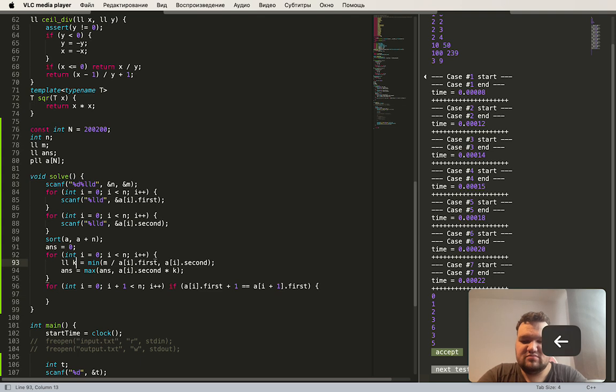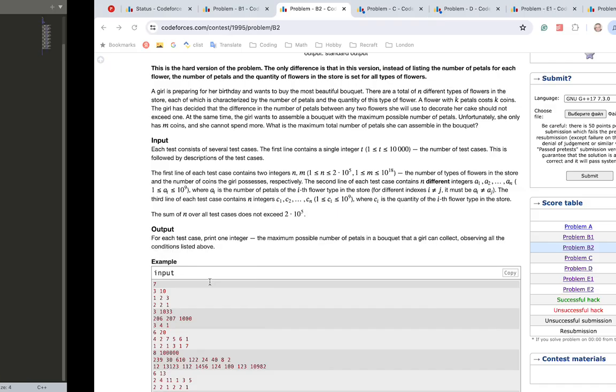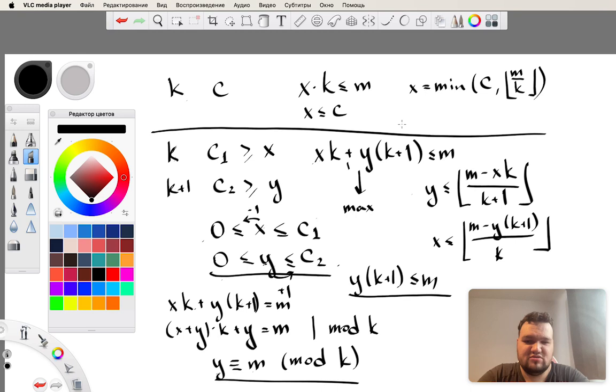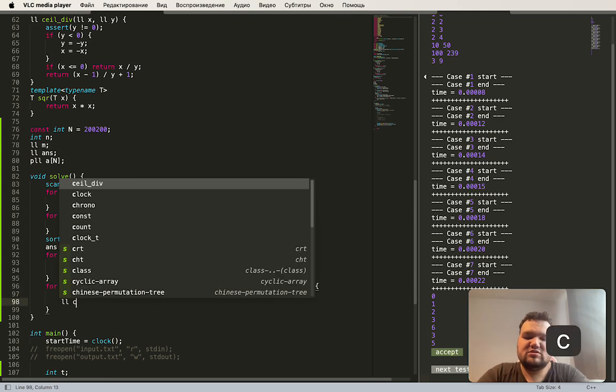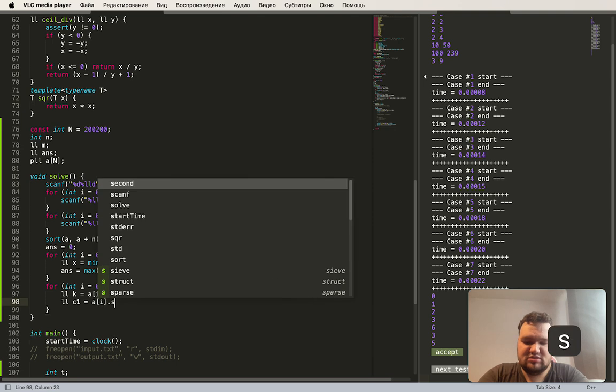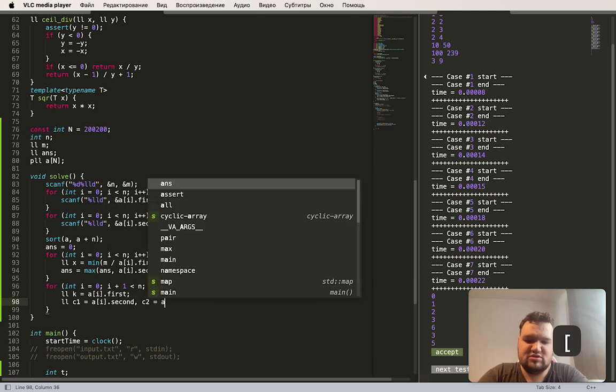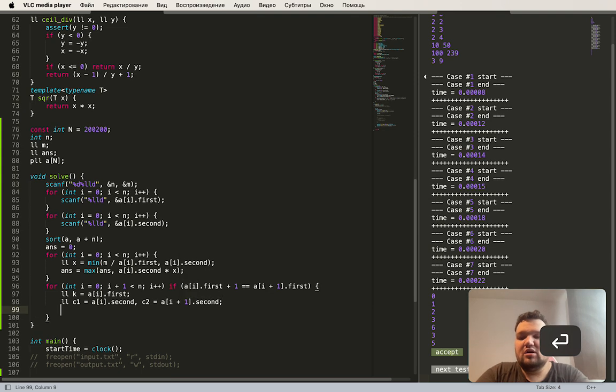Okay, let's use variable names that we used here. So k is first, c1 is ai second, c2 is ai plus 1 second. Right, so first we try x to be equal to c1.